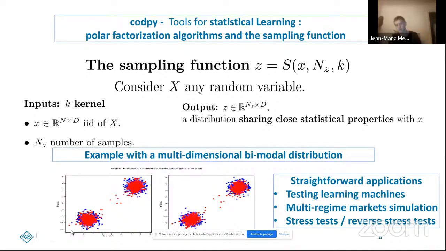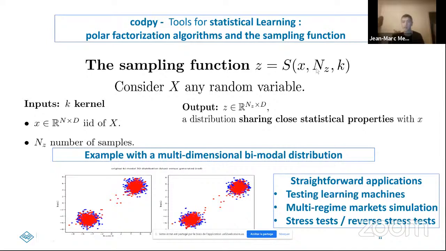Here is this function. In this function, you have X. X is any sample of any random variable. So in input, you have IID, or not IID, any sampling of a random variable. And N is just an integer. You just ask your sampling machine the following question: I give you a distribution, give me back N IID samples of this distribution.